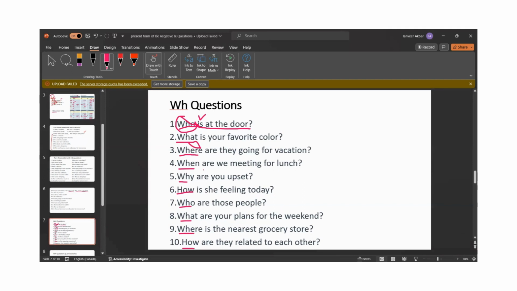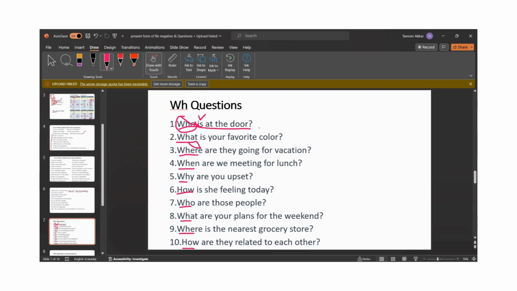So you notice in all these questions that the questions start with the WH word, and after that comes the be form, which is, are, or am. So who is at the door? They are also called information questions because you don't answer these questions with yes or no. Some information is required from you. Who is at the door? You will tell the name of the person.